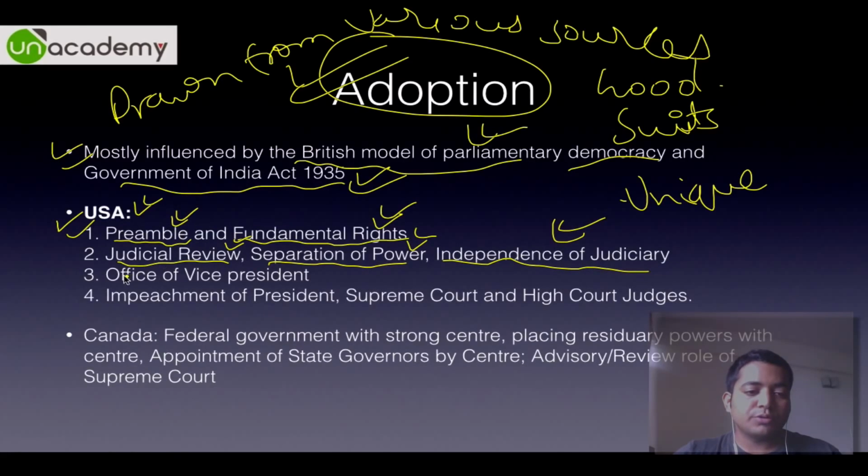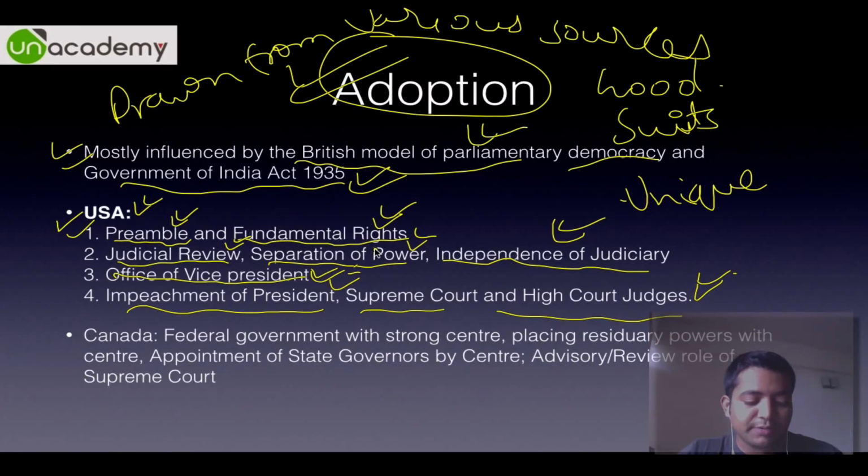So they are all from the US. Montesquieu, remember the French Revolution? Go watch that video. You'll know what separation of power is. Then the office of Vice President is also from USA. Impeachment of the President and Supreme Court and High Court judges, they are all taken from USA. See, in USA separation of power is the key, most important thing, and the judiciary is extremely important.